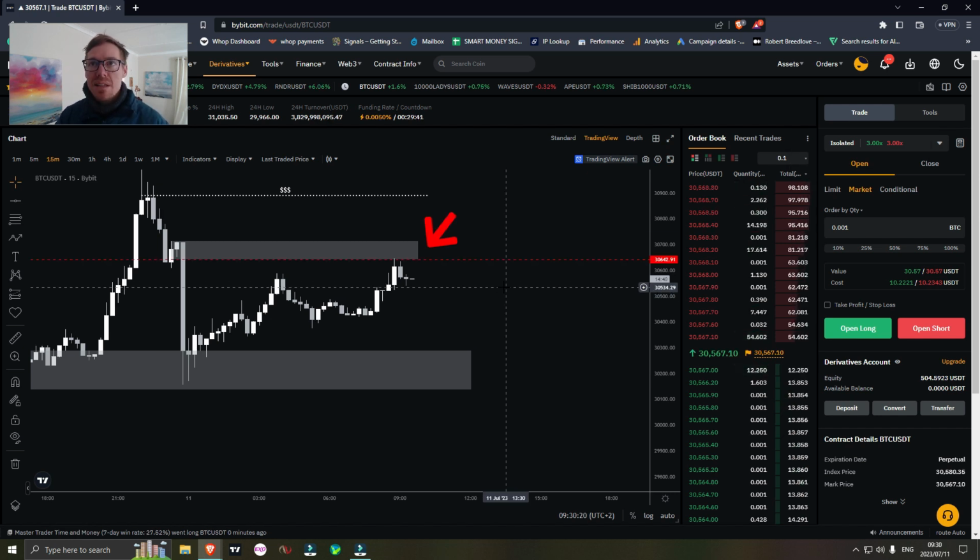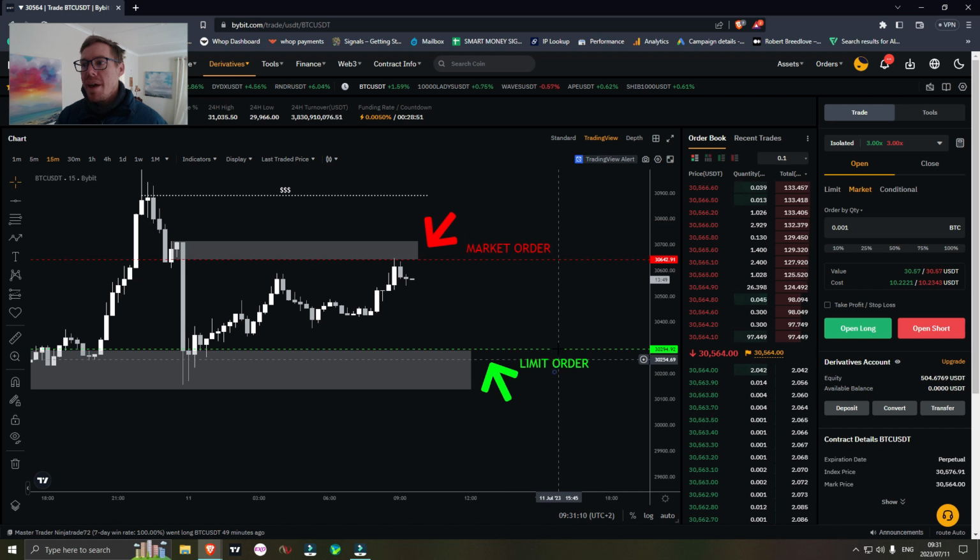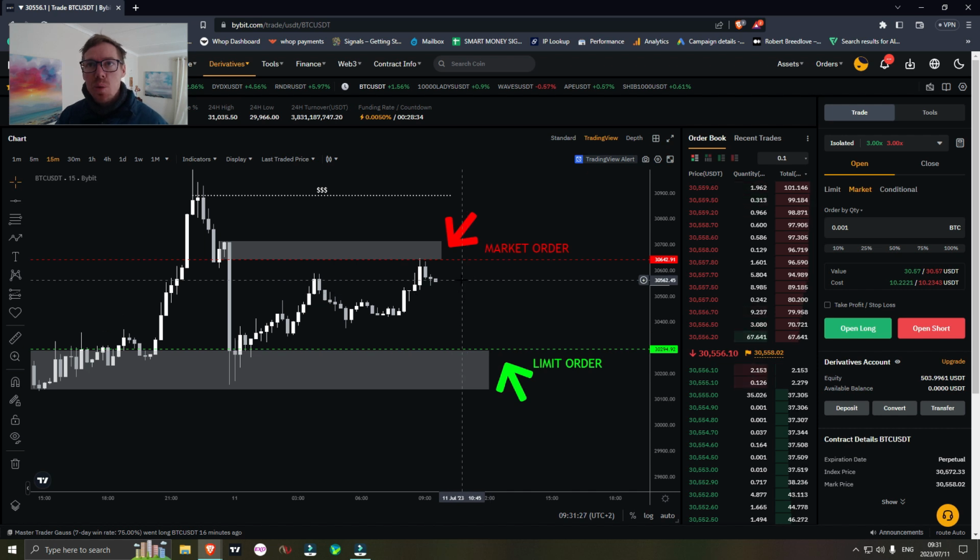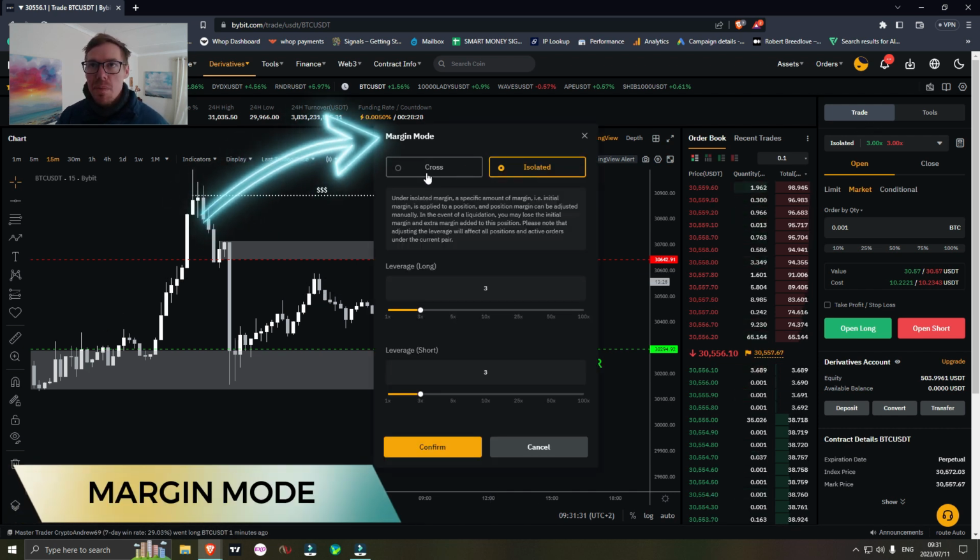Say for instance, I enter my short position right here. With a market order, it enters me into the trade immediately, and then I set a limit order down here, which becomes my take profit. So I'll pay a bigger fee on the market order and a smaller fee on the limit order, but I'll immediately get entered into this trade, and only when price hits this limit order will it exit me and take profits.